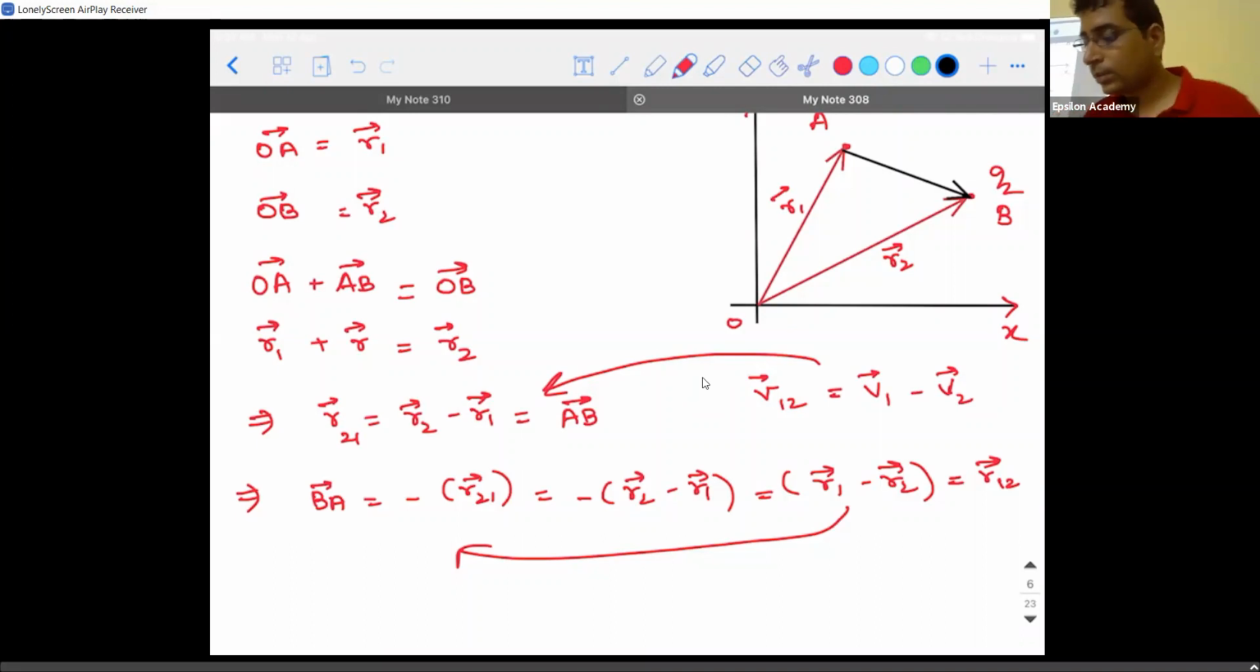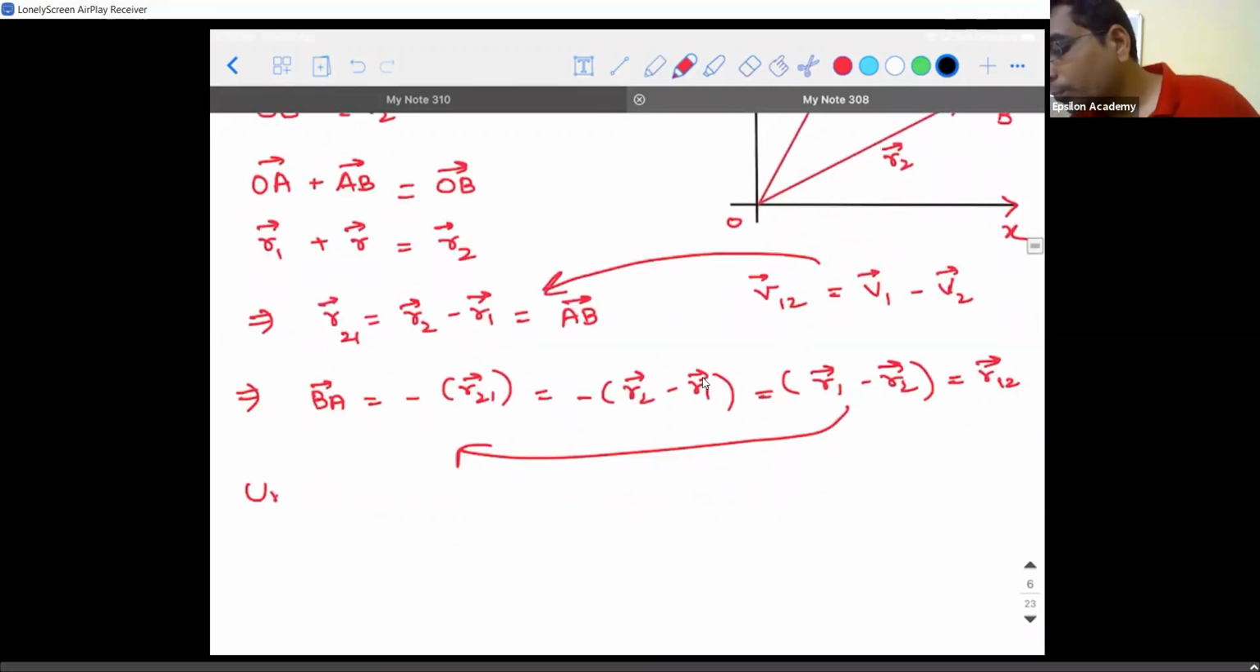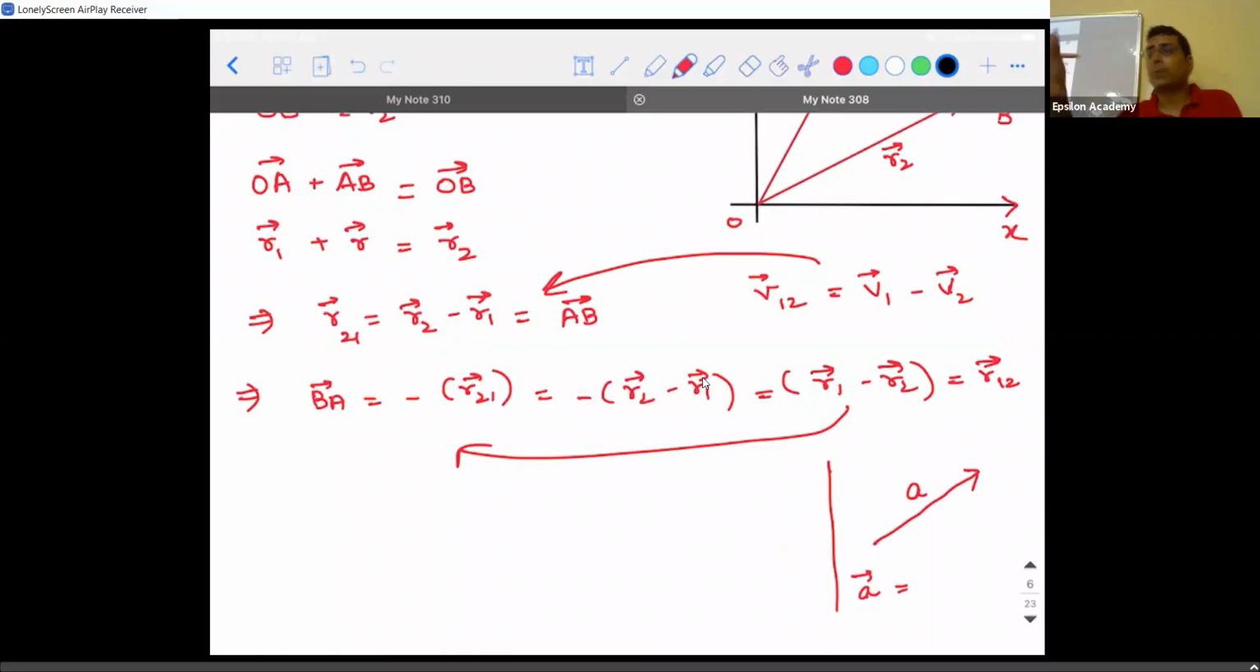Next is, I'll do all the rough work on the side. If I have a vector A like this, whose magnitude is A, then how can I write A vector in terms of its magnitude and direction?